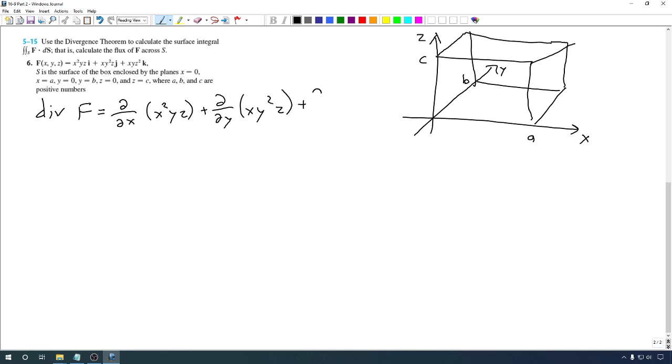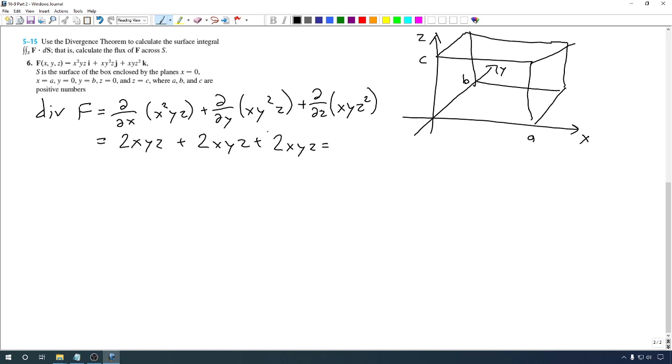And you don't always have to write this all out. I'm just doing it to demonstrate what's going on. Derivative with respect to x of x squared yz. Of course, the yz there is just treated as a constant. It's just tagging along. The x squared becomes a 2x. Same thing here. The y squared becomes a 2y. We still have the x and z. And finally here, the z squared becomes a 2z, and we still have the x and y.